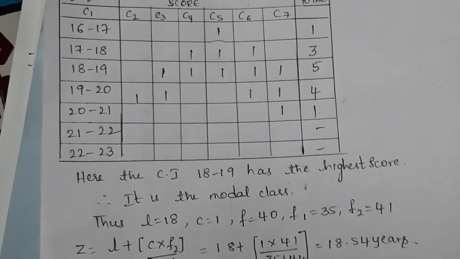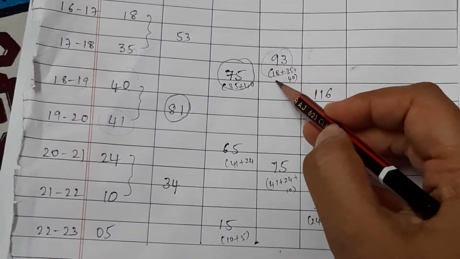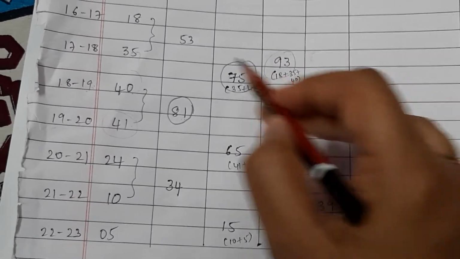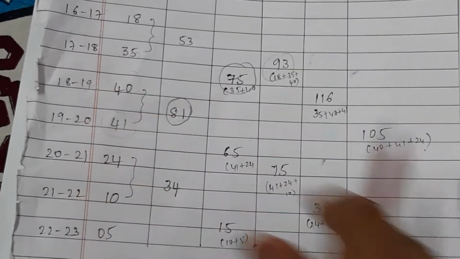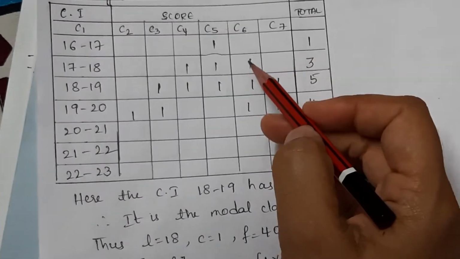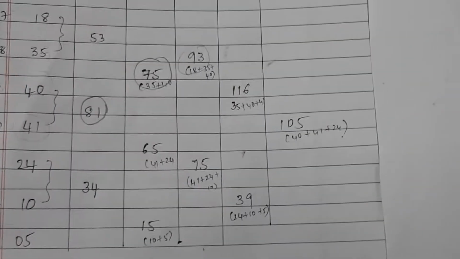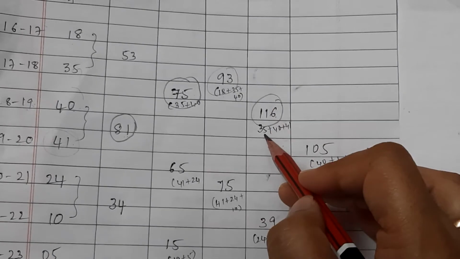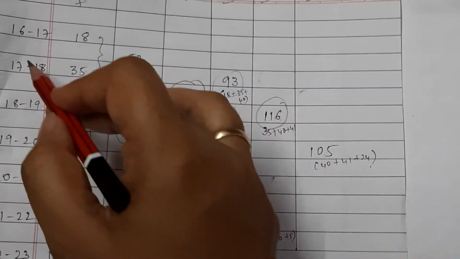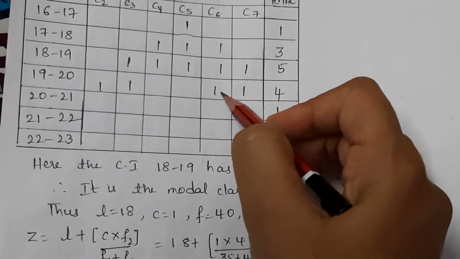Then we'll go for the next column, that is C5. Here 93 is the highest term. It is got by adding 18, 35 and 40, which means its corresponding intervals are 16 to 17, 17 to 18, 18 to 19. I should give 1 for those 3 values. Then in the next column C6, here 116 is the highest term. It is got by adding 35, 40 and 41, and for its corresponding class intervals I have given 1.